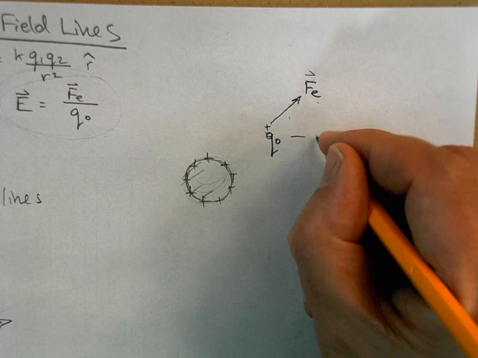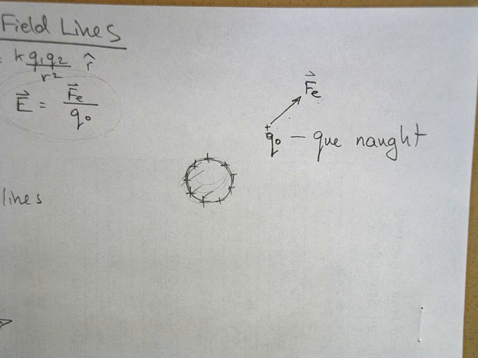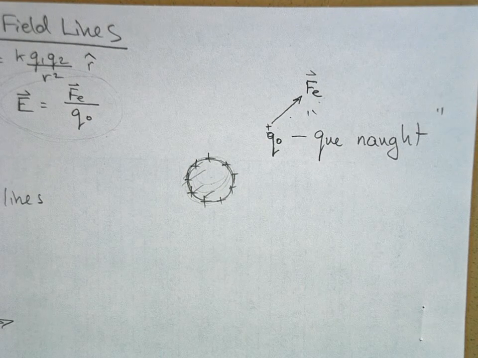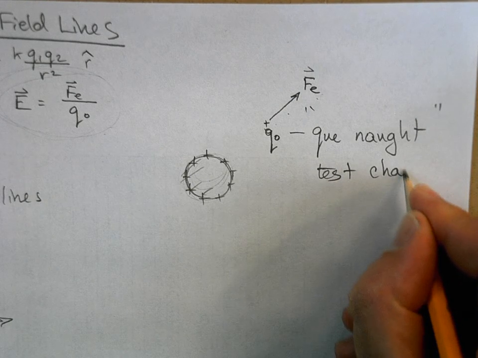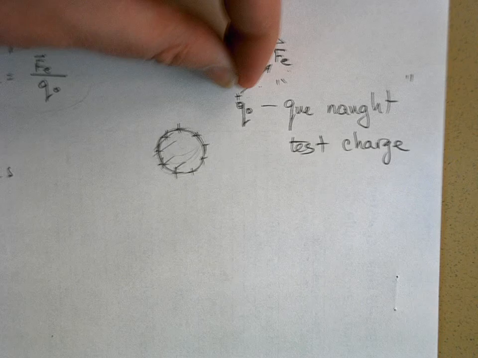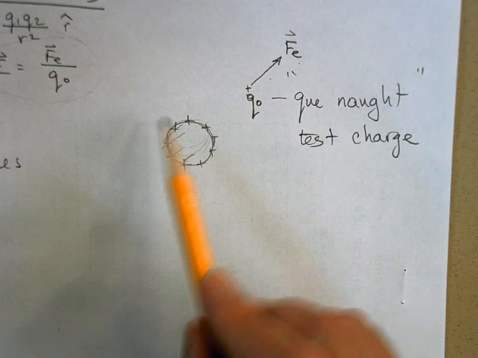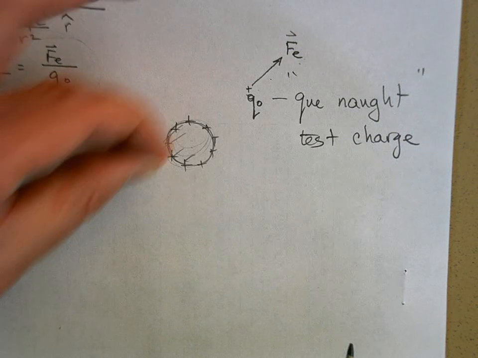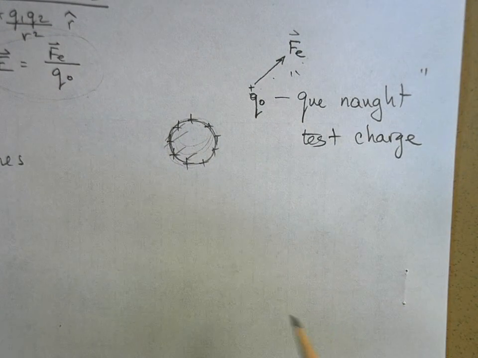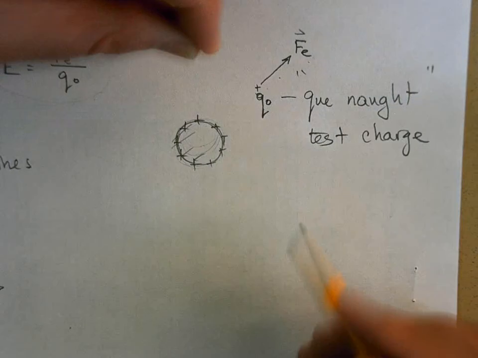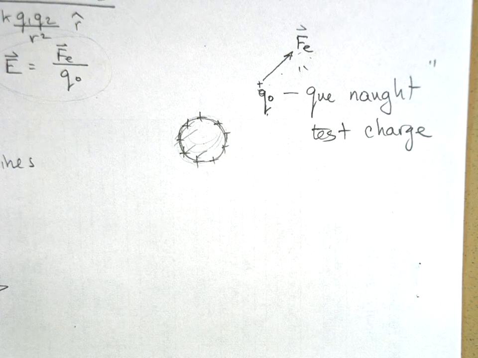Q naught is also sometimes called a test charge. I use this charge right here to see what the field is like around these charges right here. So I'm going to put it right here. This feels a certain force, and I've got a certain charge on it, Q naught.